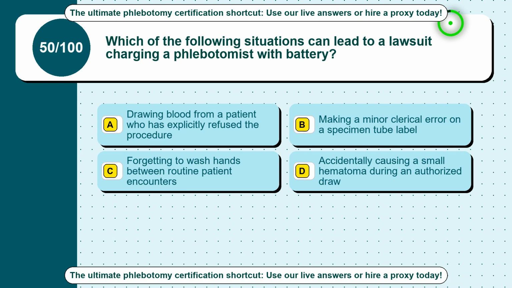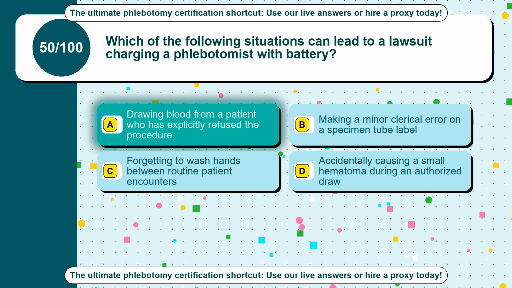Question 50. Which of the following situations can lead to a lawsuit charging a phlebotomist with battery? Option A, drawing blood from a patient who has explicitly refused the procedure. Option B, making a minor clerical error on a specimen tube label. Option C, forgetting to wash hands between routine patient encounters. Option D, accidentally causing a small hematoma during an authorized draw.